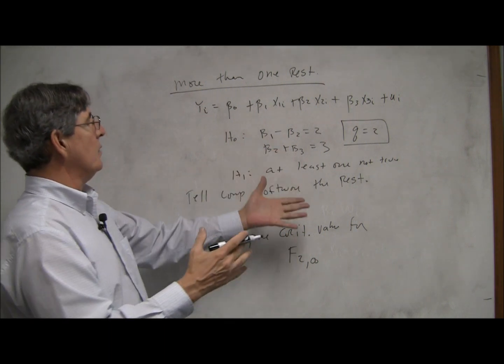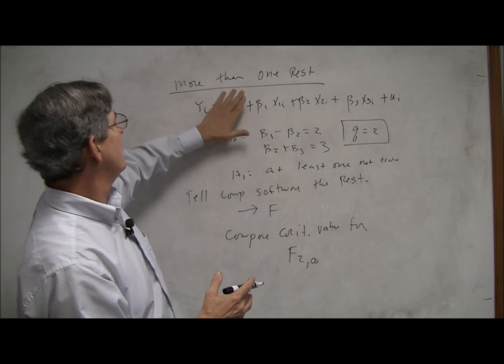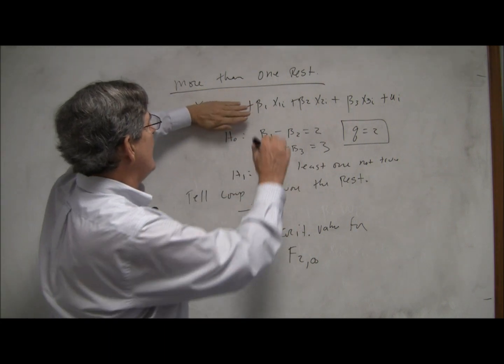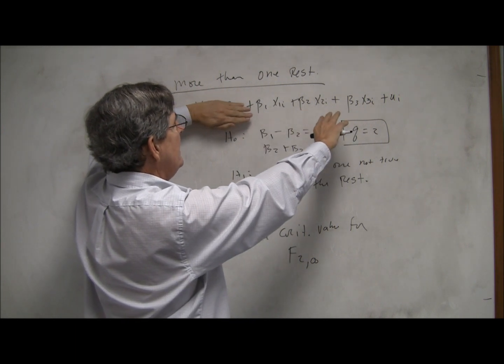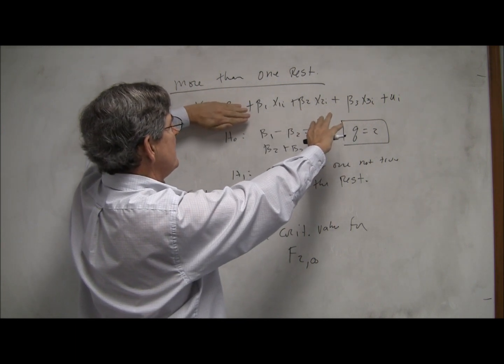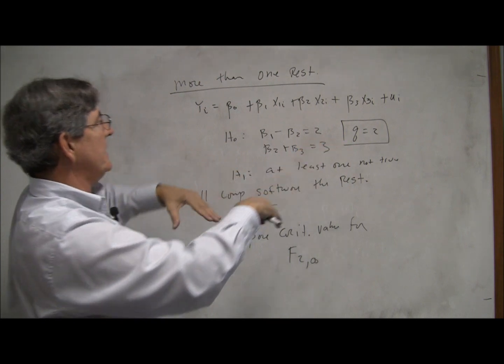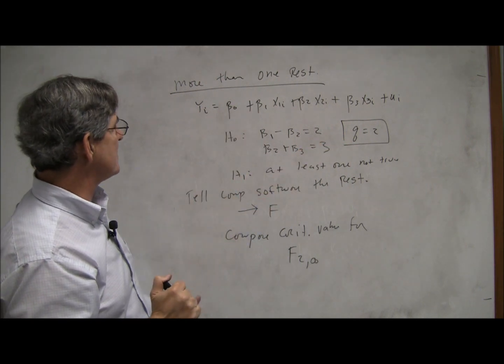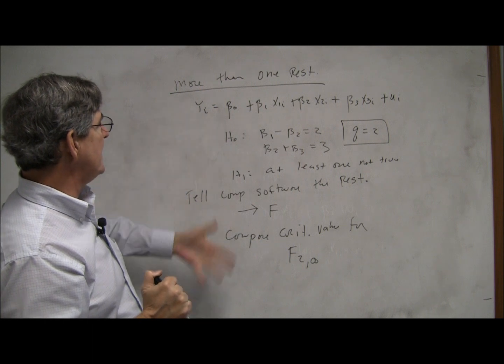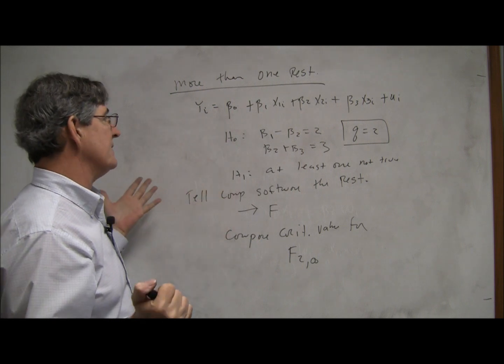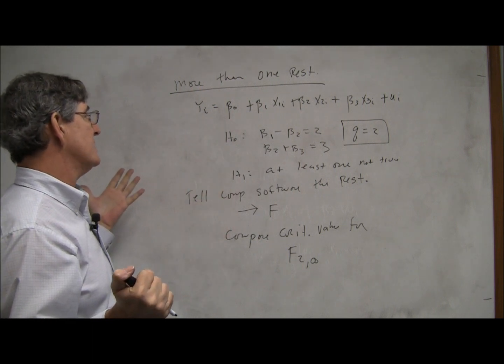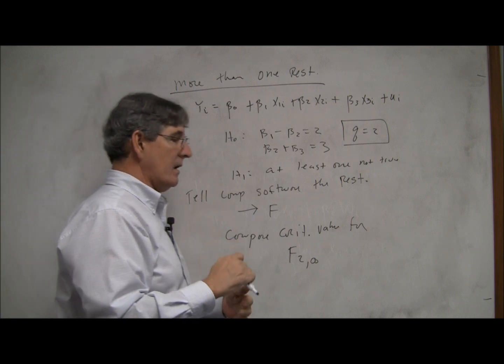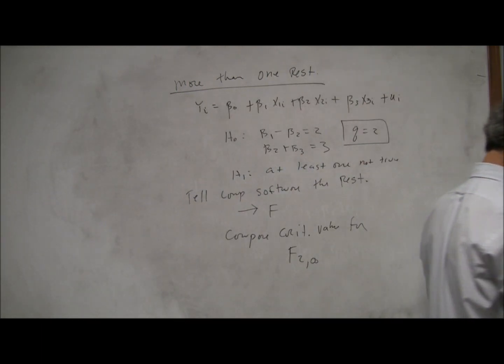And you can have even more restrictions. Just among beta 1, beta 2, and beta 3, you can't have more than 3 restrictions, but you can have up to 3. You can have up to k restrictions. If you included beta 0, you could have k plus 1. So you could have even more restrictions. And again, the simplest way to do this is just have the software do it.